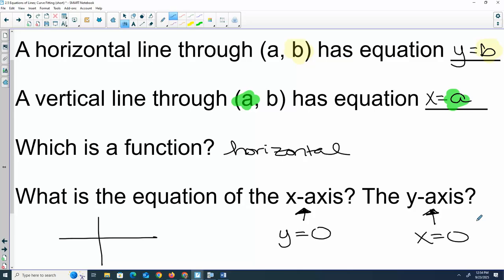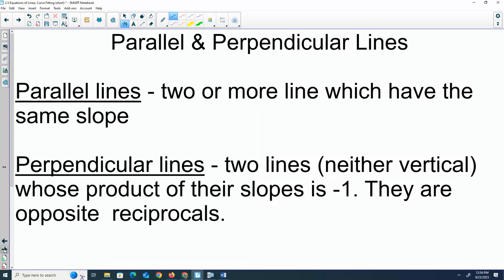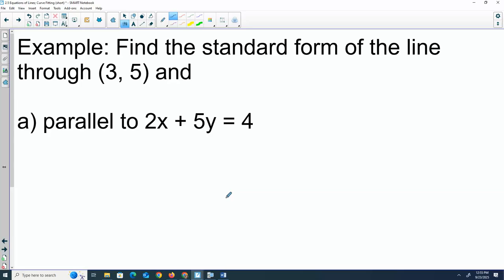Parallel and perpendicular. What's parallel mean? Right, railroad tracks. They never cross. So the only way that can be true is if their slopes are the same. Perpendicular means what? When they cross, they form what kind of angle? 90 degrees. So the only way it can be an exact 90-degree angle is if they are opposite reciprocals. So that means one's positive and one's negative. Reciprocals, you flip it.